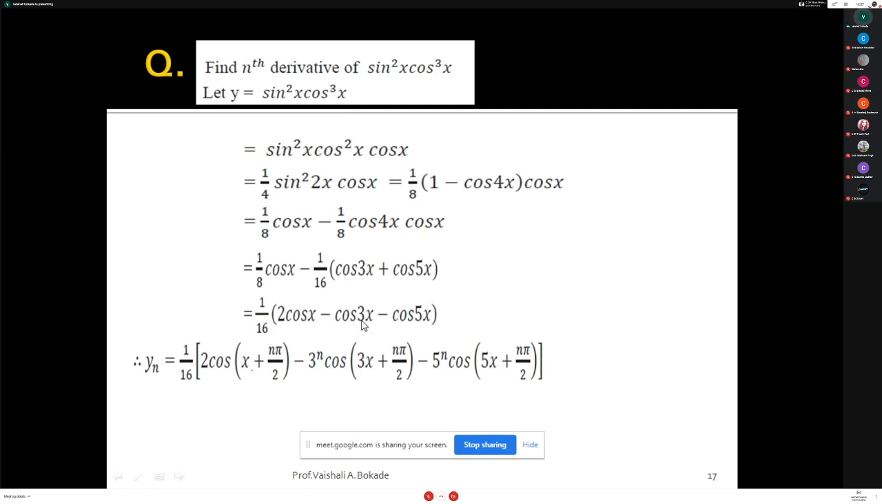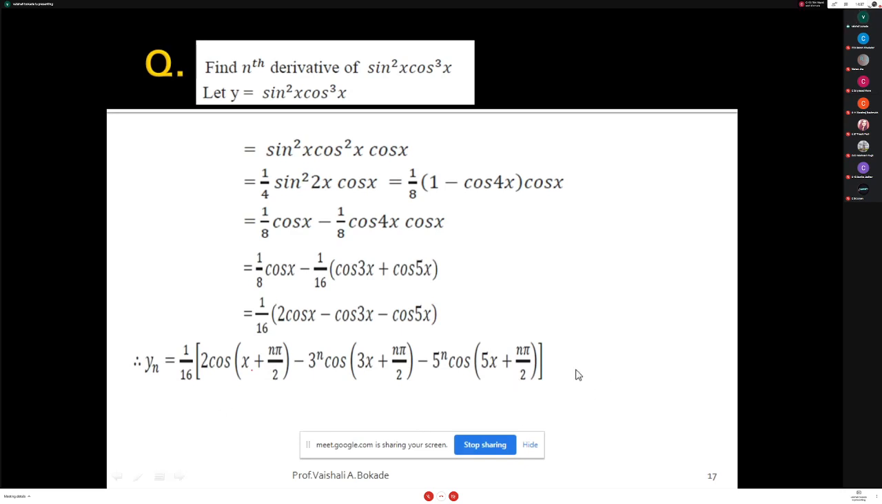For the second term I have cos of 3x, so a is equal to 3 here. So I have 3 raised to n cos of 3x plus n pi by 2. For the third term, cos of 5x plus 0, I use the cos of ax plus b formula, with a equal to 5 and b equal to 0. So a raised to n, that is 5 raised to n cos of 5x plus n pi by 2. I am using the same formula for all three terms, and we get the nth derivative here.